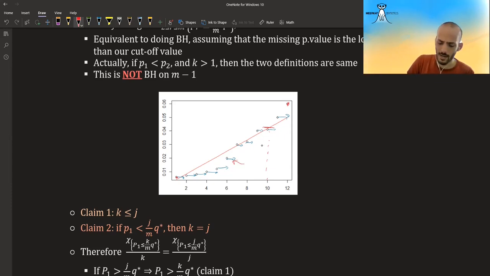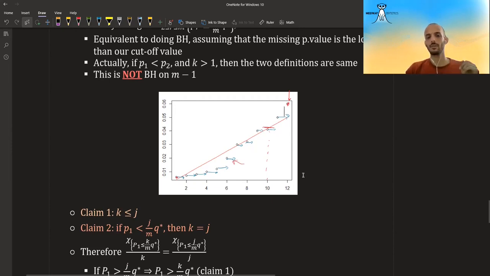If it's above, somewhere here, let's say if it's this point, then it could be that we move the point and now it's below the line, and so now we have a new cutoff. Okay, so these are the two claims. Claim one is that K has to be less or equal to J, because J can only be bigger. And the second claim is that if P1 is less than the cutoff value, then K is equal to J.